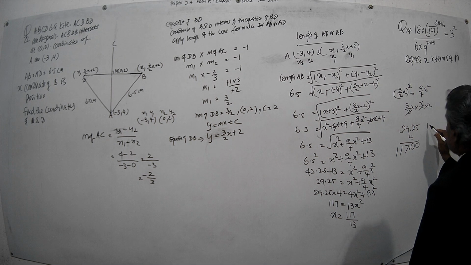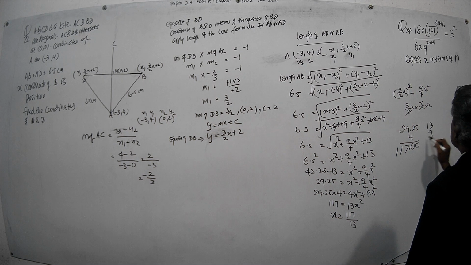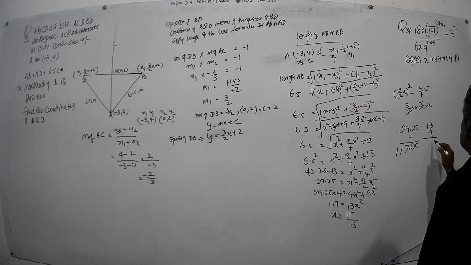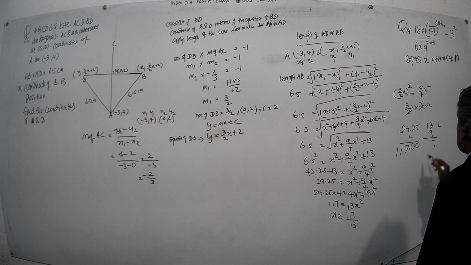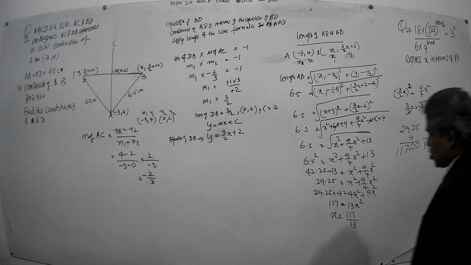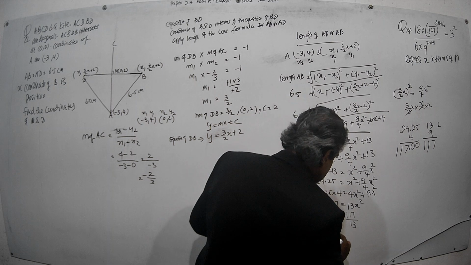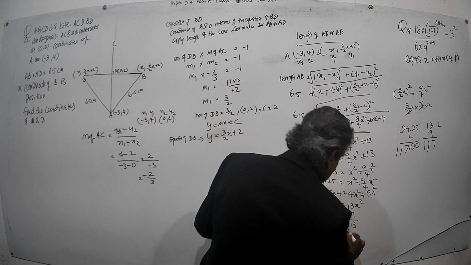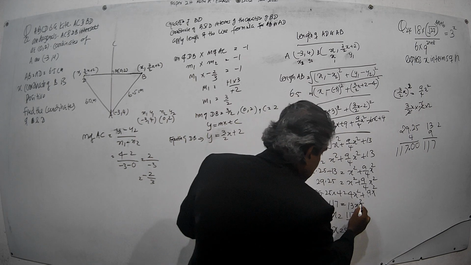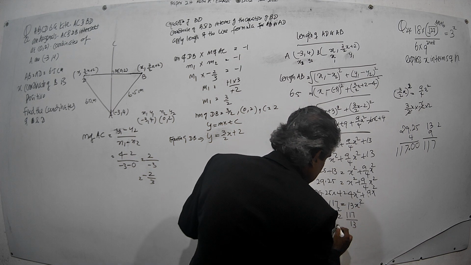We will try that. 13 times 9. 9 times 3 is 27. 2 is left. 9 times 1 is 9. 9 plus 2 is how much? 11. Yes. How many 13s in 117? That is 9. Sorry, not x here. This is x squared, no? This x squared.